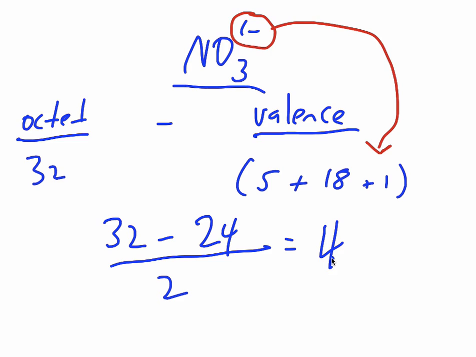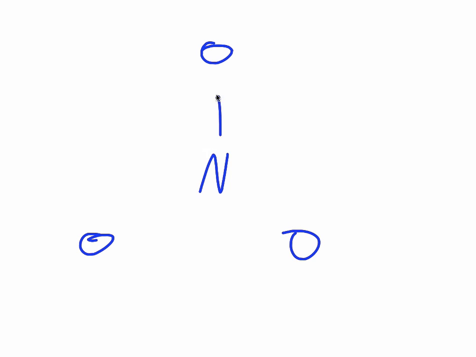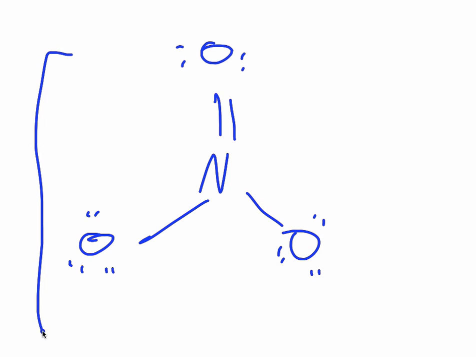So how do we draw that? Well, I'm going to go ahead and do it here. We have 3, but 4 bonds. This is happy, unhappy, and that one just needs 2. The whole thing needs to be in brackets with a 1 minus charge. 2, 4, 6, 8.